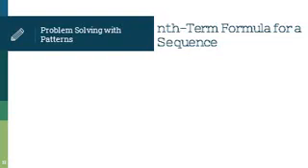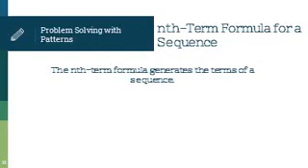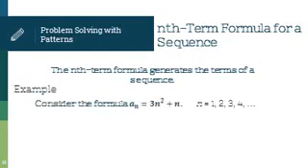The nth term formula for a sequence. Ito yung sinasabi ko sa inyo. Ito yung rule. The nth term formula generates the terms of a sequence. Consider the formula: a sub n is equal to 3n squared plus n. So, ang gagawin nyo lang dyan is, halimbawa, second term yung hanapin, isa-substitute nyo yung 2 sa lahat ng n.